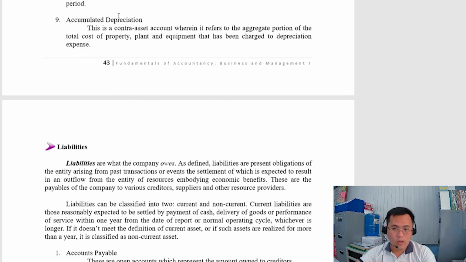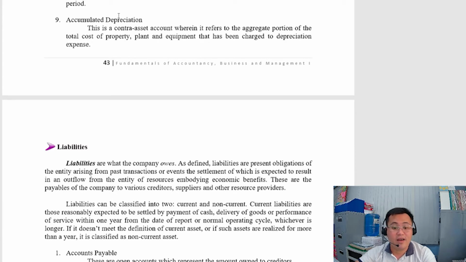To whom do we owe? Or how much do we owe to someone? These are considered as liability, or in Tagalog or Filipino, it's utang. As defined, liabilities are present obligations of the entity arising from past transactions or events, the settlement of which is expected to result in an outflow from the entity of resources embodying economic benefits.